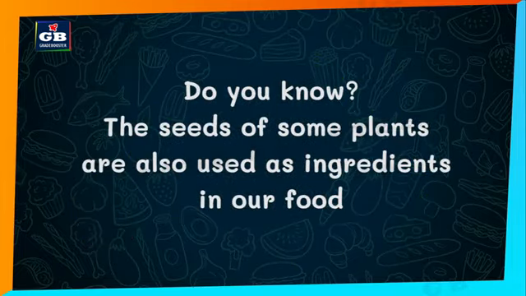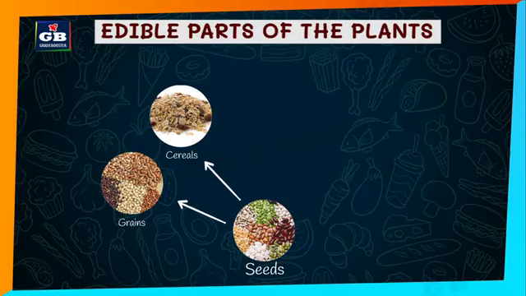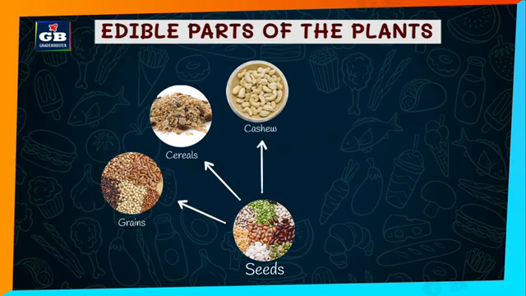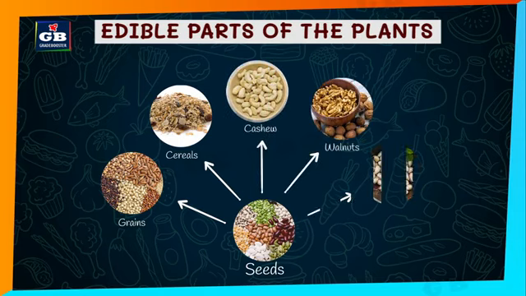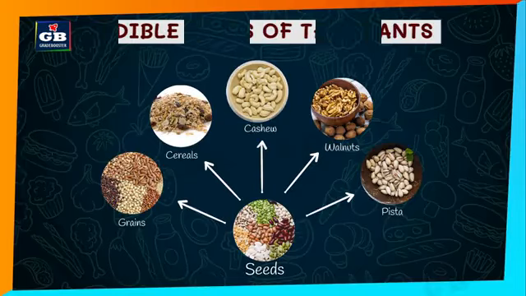Do you know the seeds of some plants are also used in our food as ingredients? Yes, all the grains and cereals are obtained from the seeds of the plants. The dry nuts like cashews, walnuts, pista, all these are obtained from the seeds of different plants and trees.